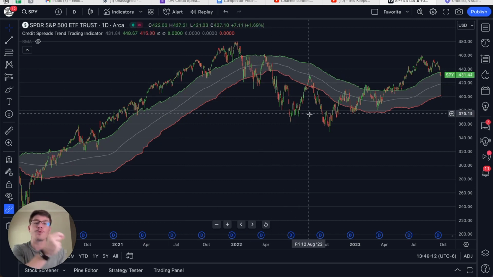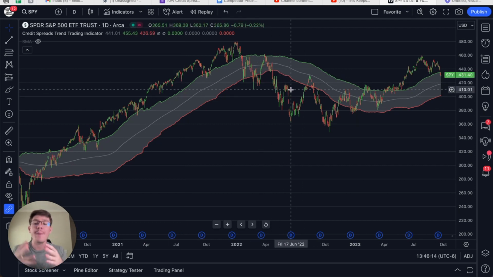Once we are below this red line, all the momentum and the strength is pointing to the downside. We are trending down. What does that mean? It means we're looking for downside plays, short plays, breakout plays under support, breaking support, things like that. That's what we are looking for.